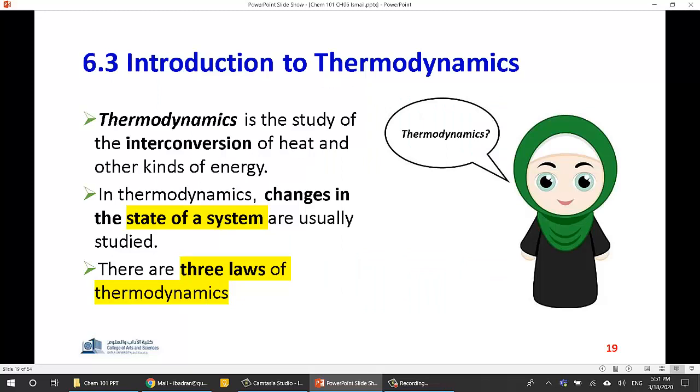Now, let us introduce you to the world of thermodynamics. Thermodynamics is the study of the interaction of heat and other kinds of energy. In thermodynamics, we'll focus on the system, not the surroundings. However, studying the surroundings is also important, but usually when we talk about things, we talk about the system. And there are actually 3 laws of thermodynamics: the first law, second law, and third law of thermodynamics.